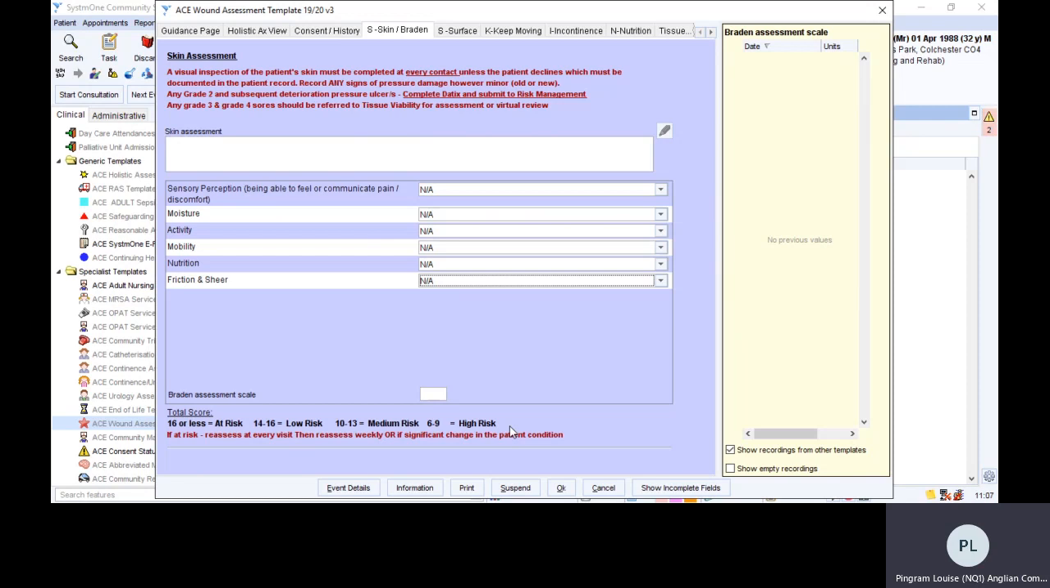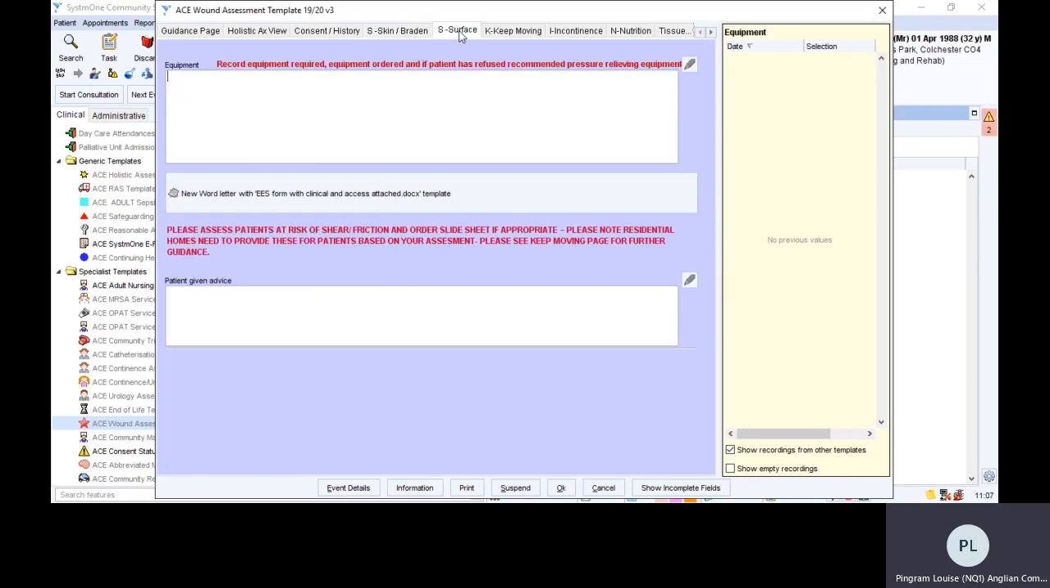You would obviously do this on the first visit, and a Braden assessment and a skin inspection should then be carried out at least weekly on the patient, or more frequently if the patient's condition is obviously deteriorating, that they may need reassessment sooner. So the next tab is looking at surface. So this is really the equipment page. So the first box is looking at what equipment does the patient require? What equipment do they have in place?